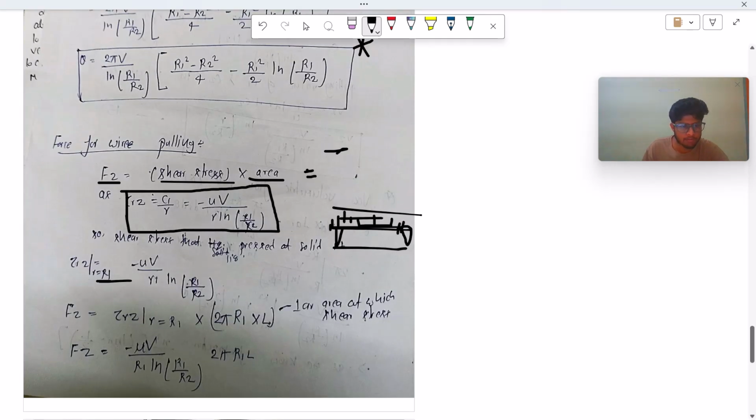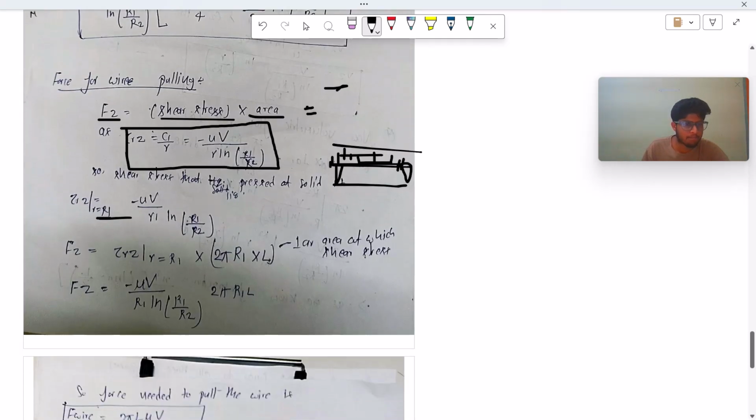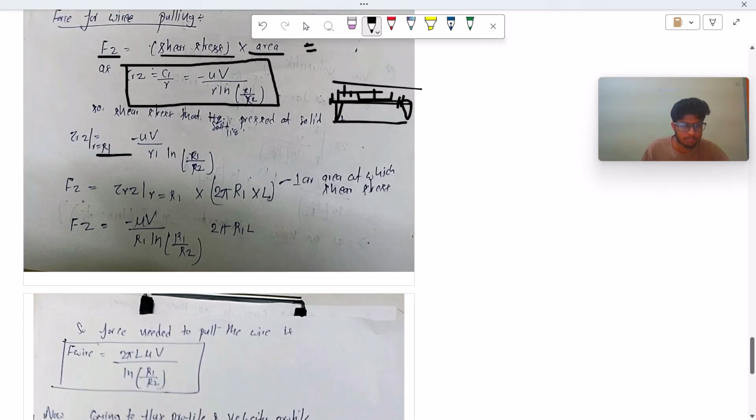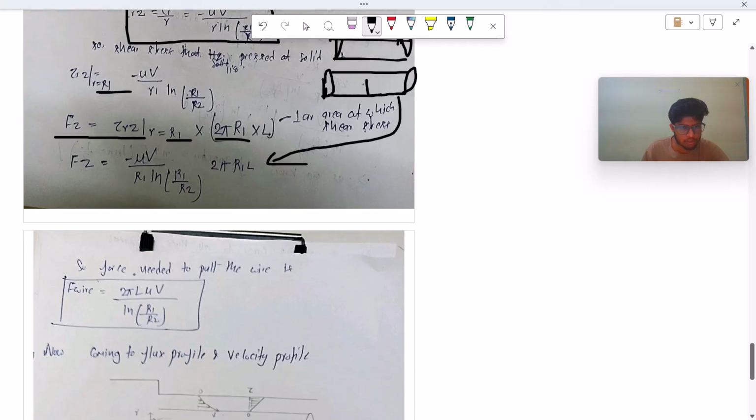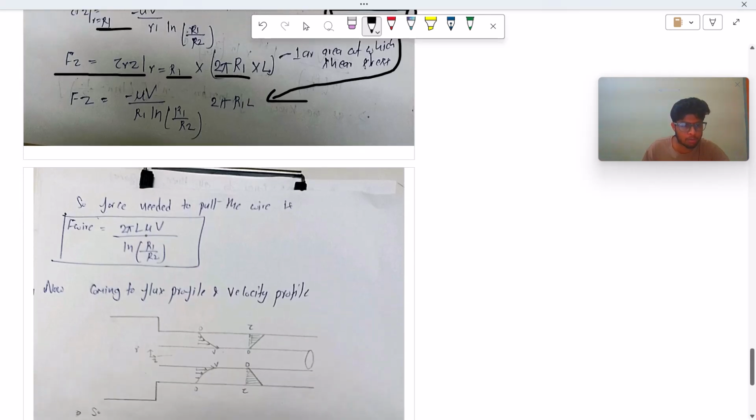So at r equal to r1, we first of all find our tau rz, which is equal to minus mu into b upon r1 into ln r1 by r2, and we take the perpendicular area, which is equal to 2 pi r1 into l. Here 2 pi r1 is the circumference and the length is l. This gives the curved surface area, 2 pi r1 into l. So putting these values, we get our F wire as 2 pi L mu into V upon ln R1 by R2.